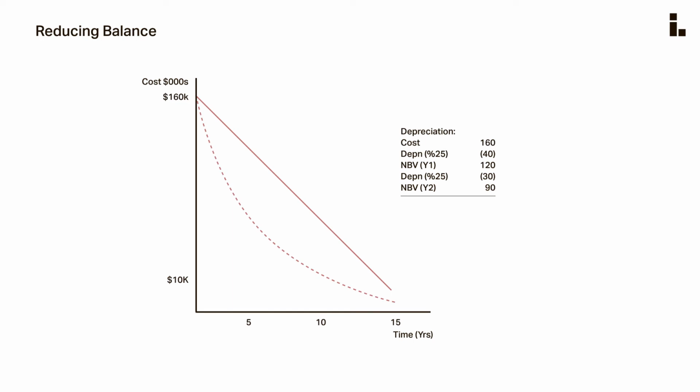Here, assets are reduced in value by a specified percentage of their net book value. So if we depreciate our digger on a, say, 25% reducing balance basis, then the first year's depreciation charge would be 25% of $160,000, being $40,000, and leaving a net book value of $120,000. The second year's charge would be $30,000, being 25% of $120,000, and so on.